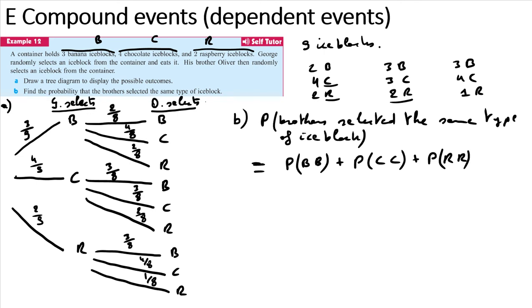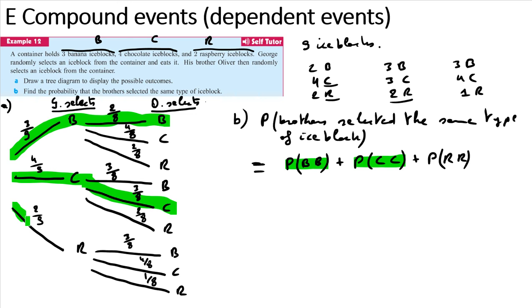So the first one is actually this: George selects the banana ice block and Oliver selects a banana ice block. And then that's the first one. And then the second one, first a chocolate ice block, then a chocolate ice block again. And then a third one, first a raspberry ice block, and then a raspberry ice block as well.